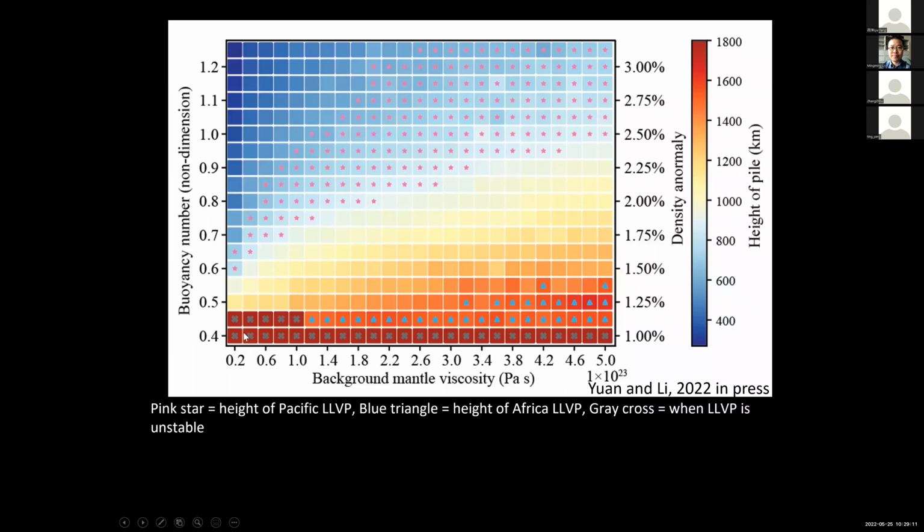For these calculations, the buoyancy number is so low, or the density of the pile is so low, that the pile is actually not really stable. They just get mixed or lost very quickly in the calculation. And as you can see, the height of the Pacific LLVP can be explained by a very big range of parameters, including buoyancy number and a very big range of background mantle viscosity. However, to be consistent with the height of the African LLVP, we need to make the buoyancy number pretty low, less than or equal to 0.5, or about 1% intrinsically denser. Okay, and if you just reduce the viscosity a little bit further, the pile is going to be very unstable, just going to be entrained away.